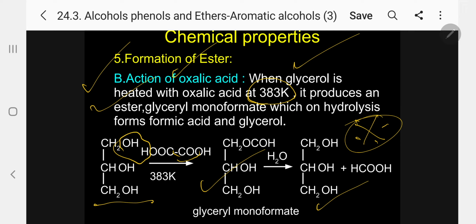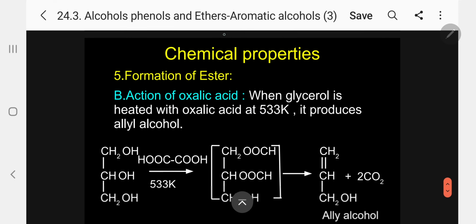HCO is attached. Glyceryl monoformate, on hydrolysis, we are getting this. So formic acid is the product. Please follow. At 383 Kelvin, oxalic acid produces formic acid and glycerol.